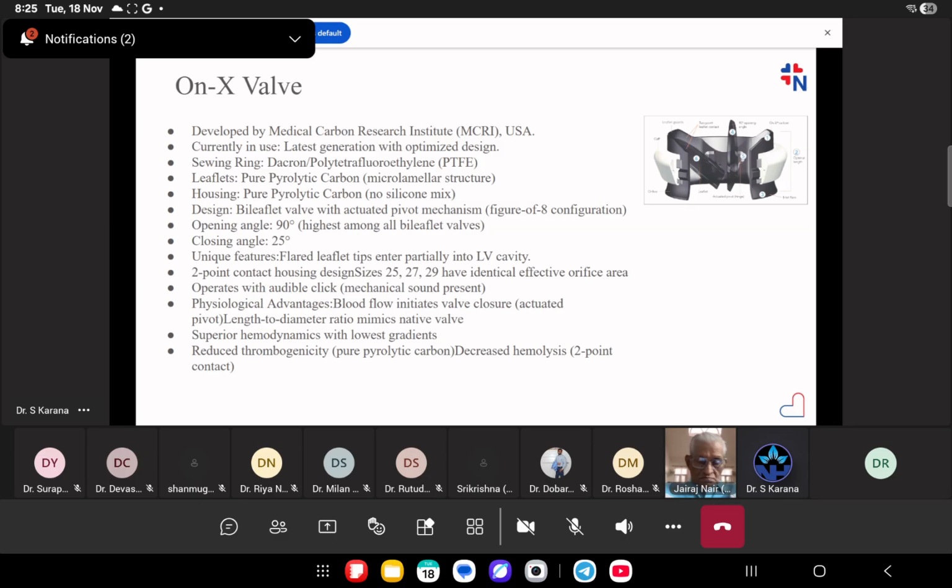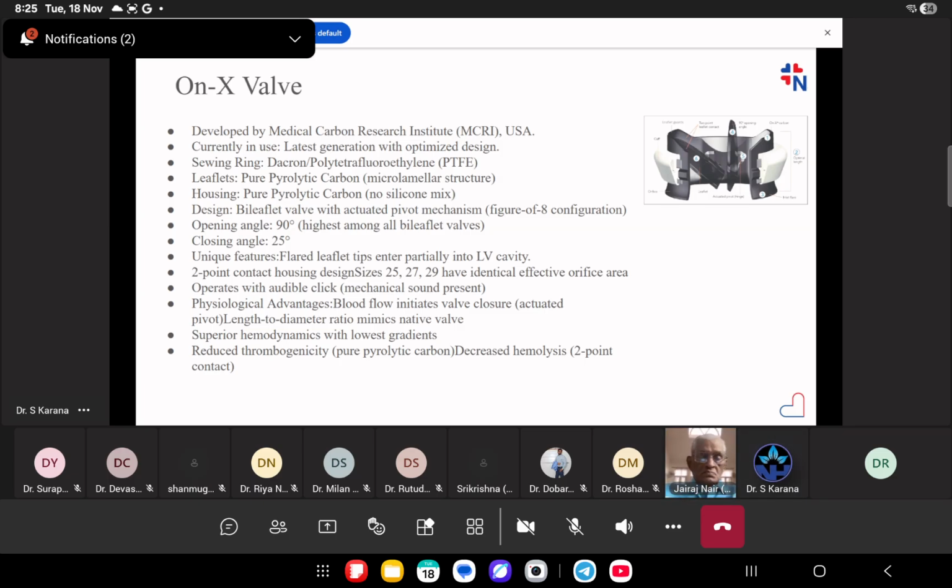A unique feature of the Onyx valve itself is that it has flared leaflet tips which enter partially into the LV cavity. This helps the valve leaflet get washed by the blood as it moves. There is a 2-point contact housing and the sizes are 25, 27, 29. All of them come with a similar effective orifice area. It operates with an audible click.